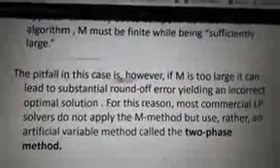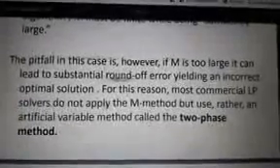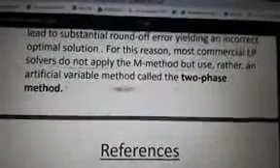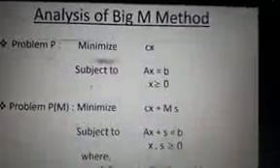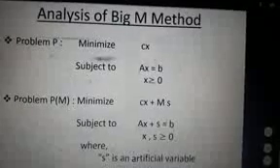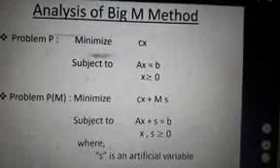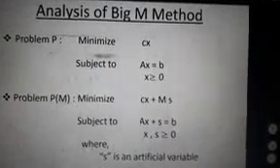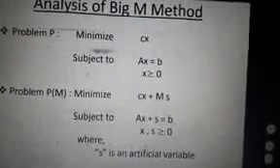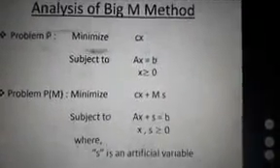For this reason, most commercial LPP solvers do not apply the Big M method, but rather use the artificial variable method called the two-phase method. Problem P is: minimize Z equal to Cx, subject to Ax equal to B, x greater than or equal to 0. Problem P, minimization problem Cx plus Ms, subject to Ax plus S equal to B, x, S greater than or equal to 0, where S is the artificial variables.